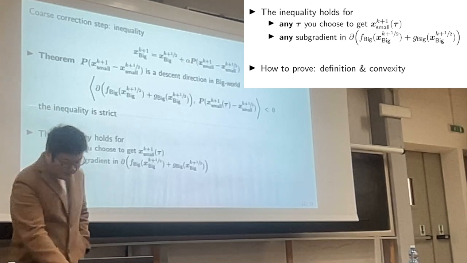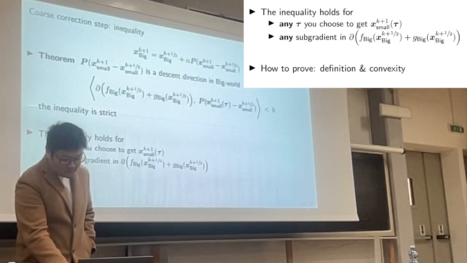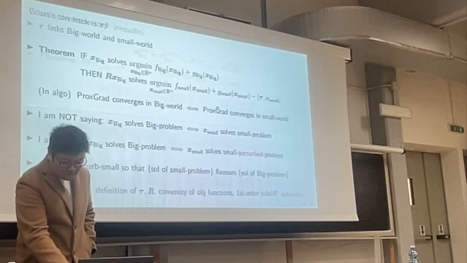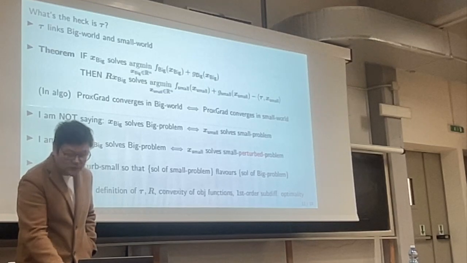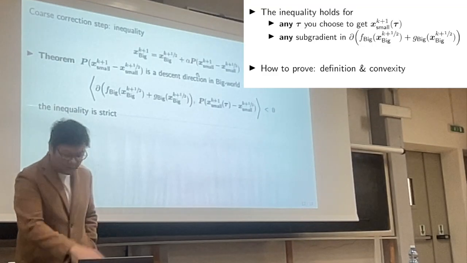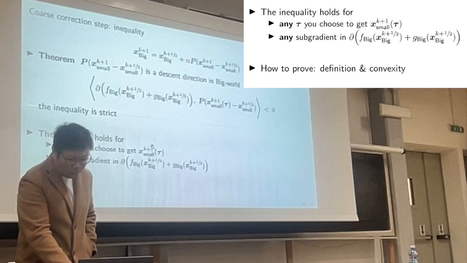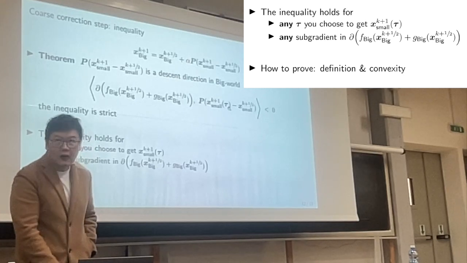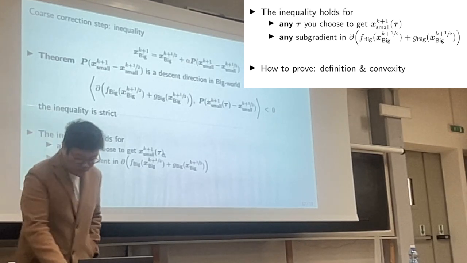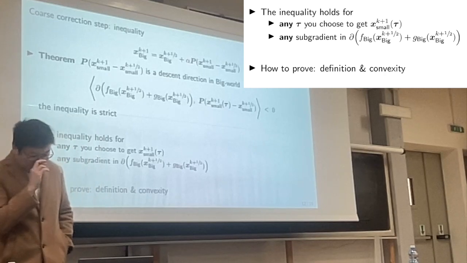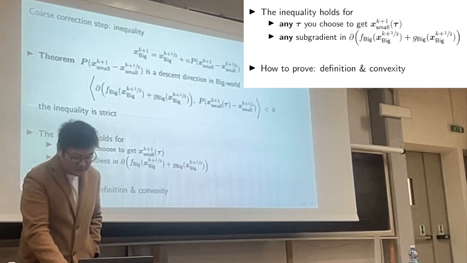Okay? And this holds for what? Don't forget, the small thing comes from what? It comes from solving this thing. And you have a tau, and tau links back to the big world, and tau is also coming from a set. And I'm saying this is true for whatever subgradient and also whatever tau you give me. That's the funny part, okay? And also the hard part, okay? Read the paper for the details if you are interested.